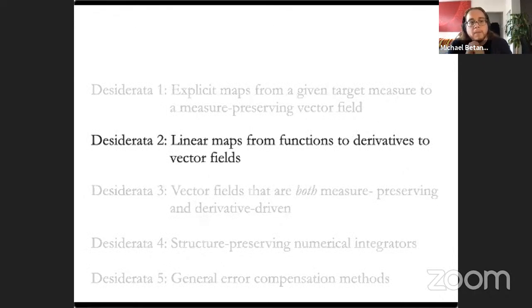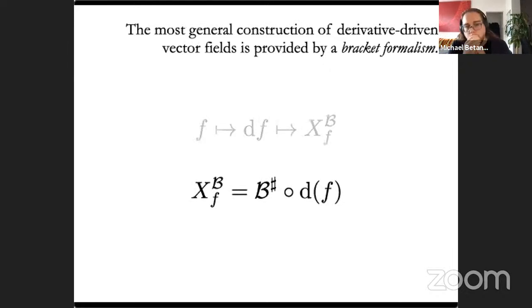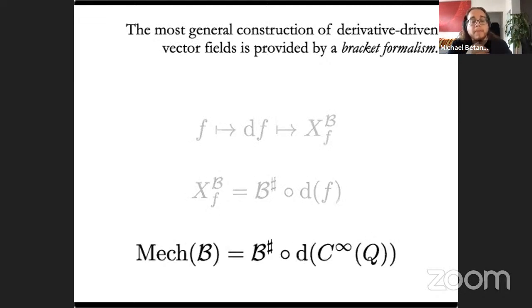The second step, linear maps from functions, derivatives to vector fields. This one is surprisingly simple, but incredibly rich in the consequences that you can derive from it. The exterior derivative maps functions to derivatives, but I want to then take that exterior derivative and map it to a vector field. So really all I need there is a 2-vector field. And that 2-vector field composed with the exterior derivative provides a map from functions into vector fields. We call that the mechanics of B, and B we would call a bracket.